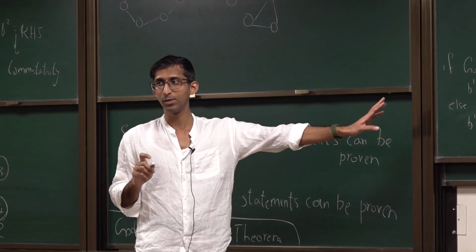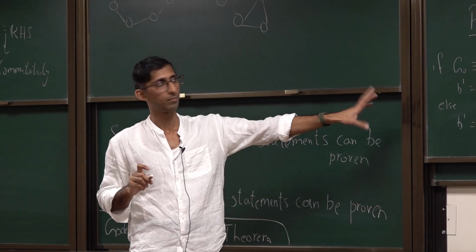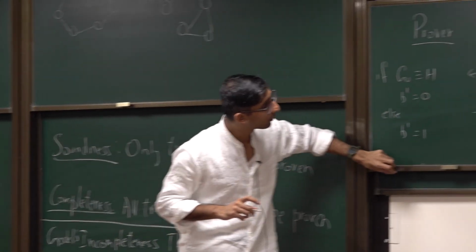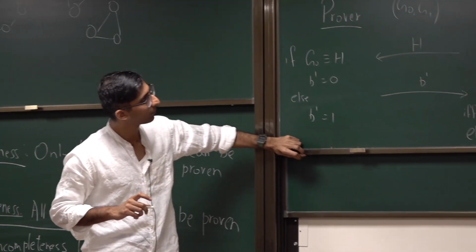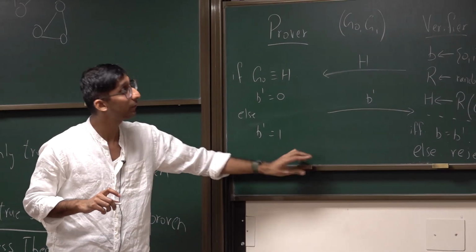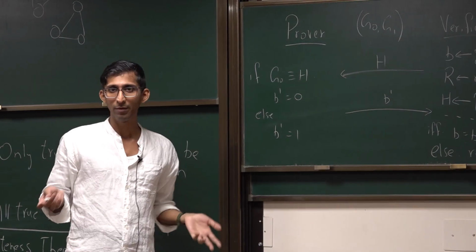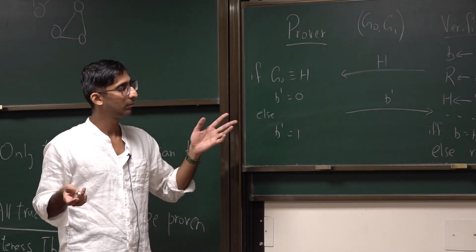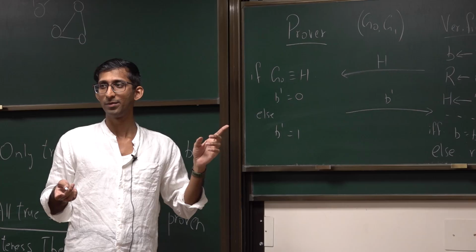Alright, this is the proof system we are talking about. And this proof system, you can verify that it has the two properties that we want. So if the two graphs are in fact not isomorphic, then the verifier will accept. Why is that?